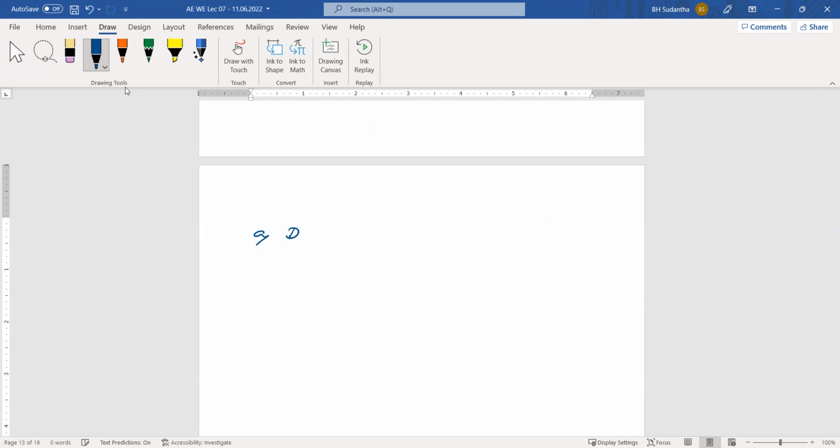Then for the DC load line, do you remember the equation? IC equals minus 1 over RC plus RE, times VCE, plus VCC divided by RC plus RE. Okay.